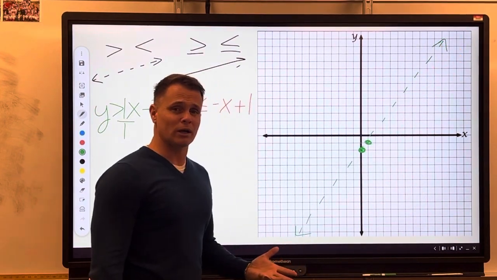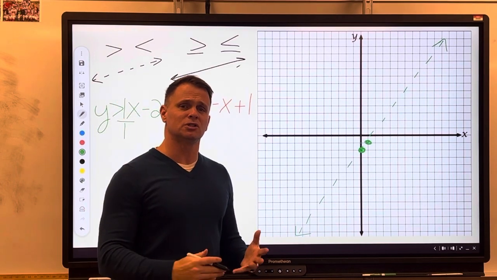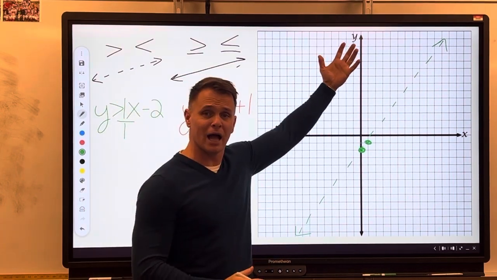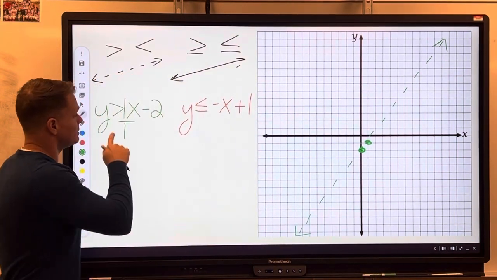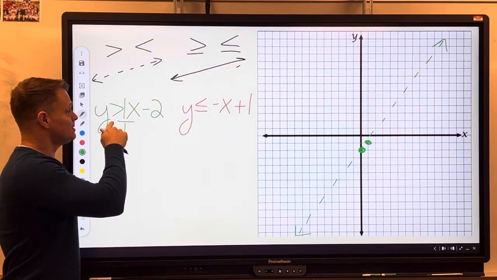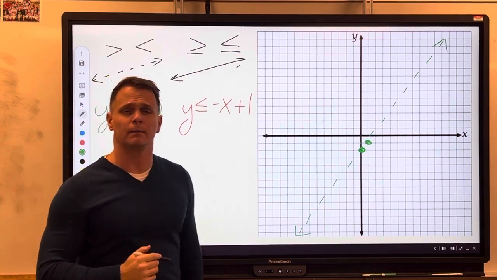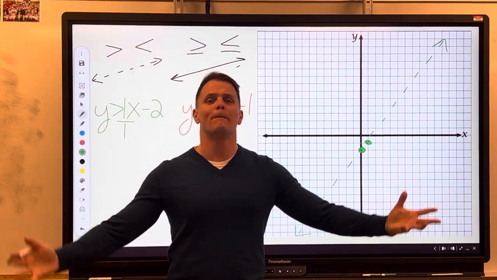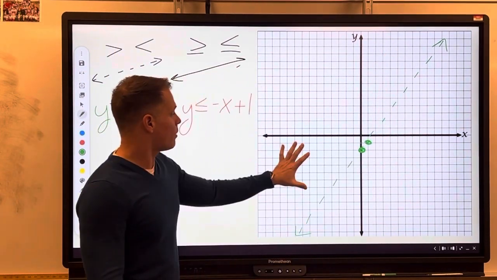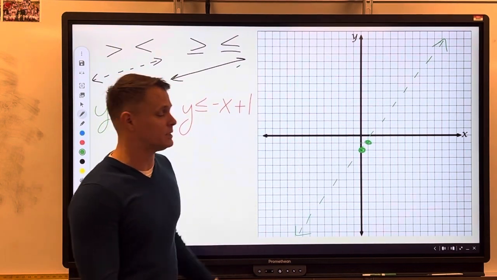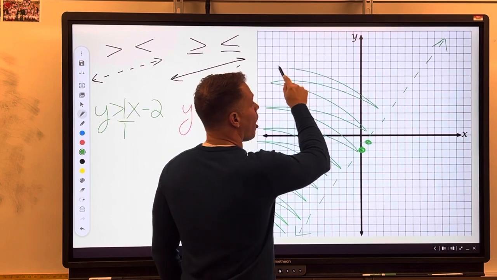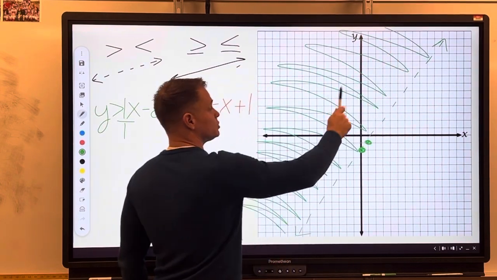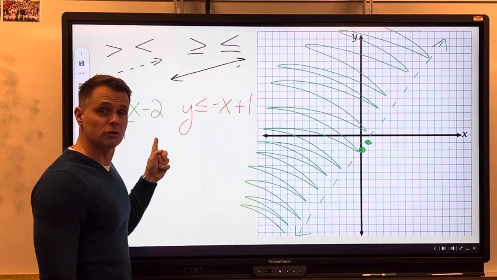Now the next thing I want to do is shade the solutions. The solutions are either above the line or below the line. Let's see what this says. This says y is greater than. If you're greater than, you're above. So I'm going to shade above this. All of these coordinates right here would make this one true.